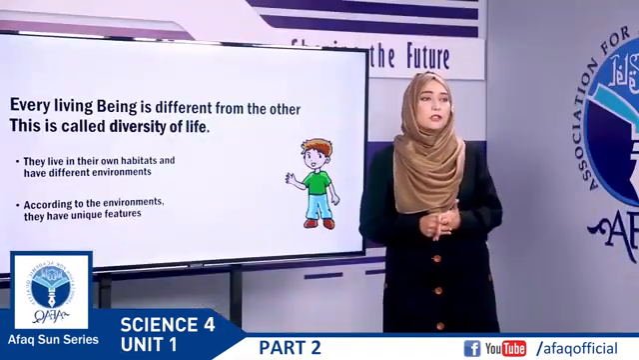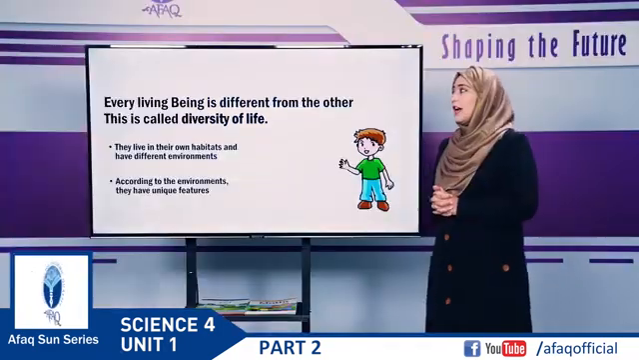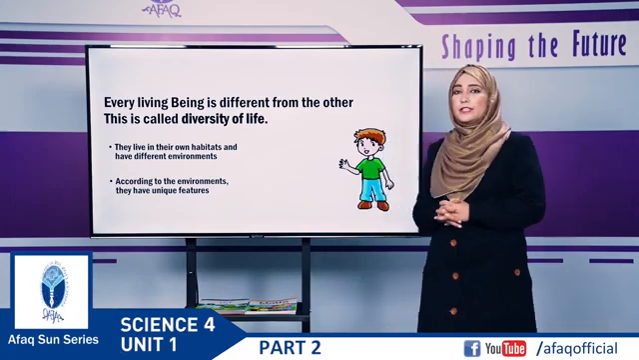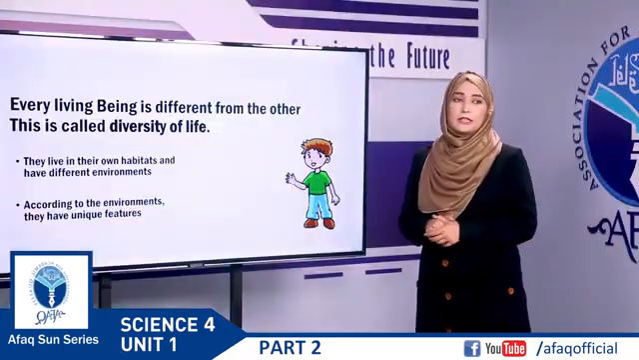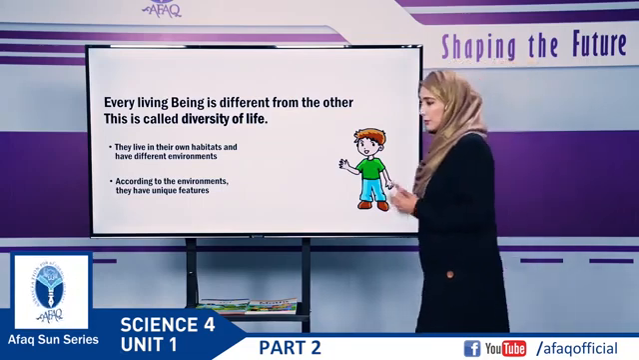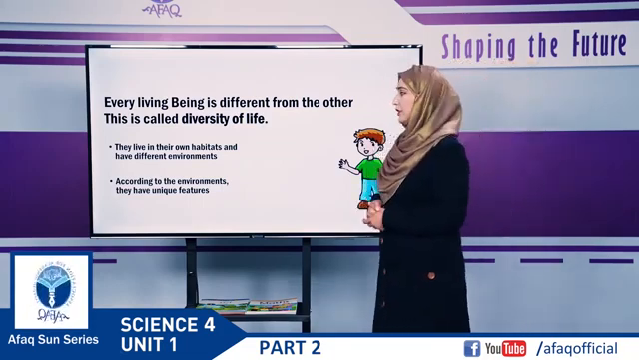You have seen the pictures of a variety of animals. So animals are different from each other. This is called diversity of life. Different animals live in different places. They have different habitats. So according to their habitats, they have different features.